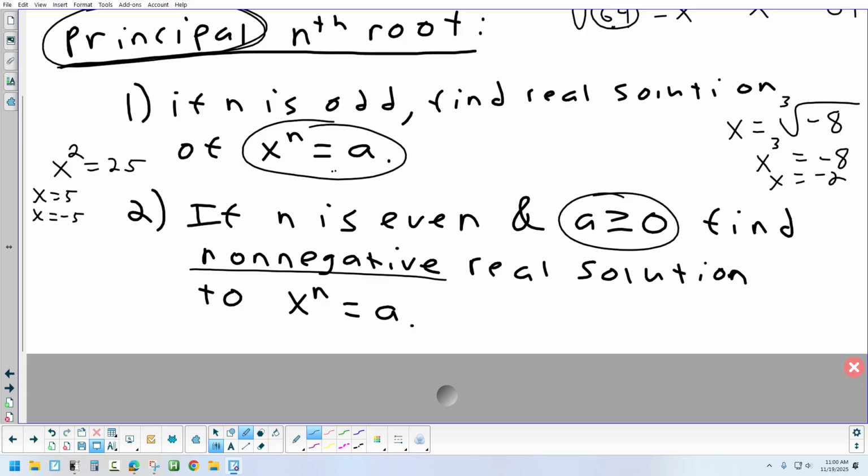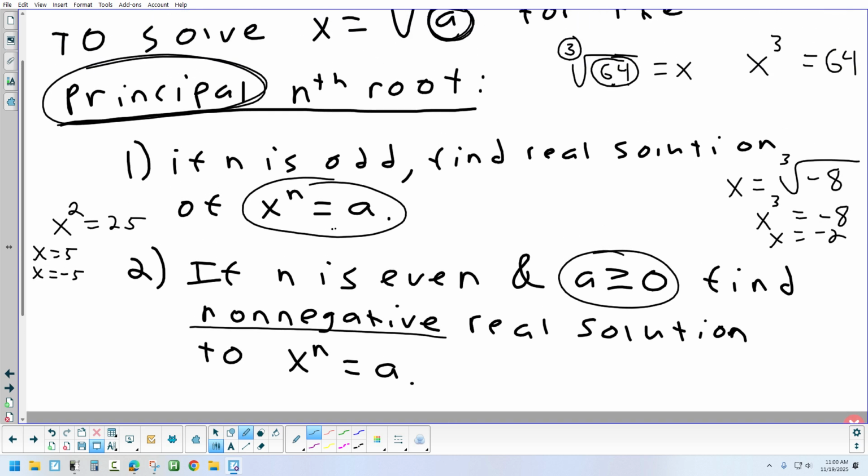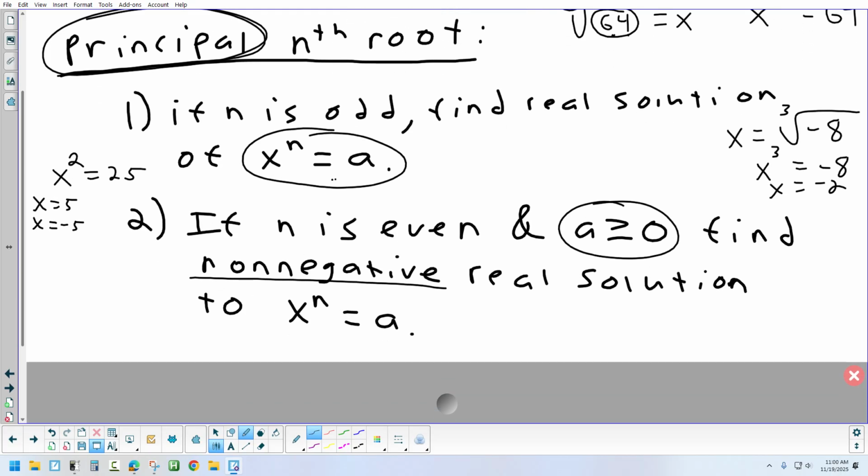All right, so any question on what that means? Principal root basically just means you're giving me one single answer. For odd roots, it's kind of automatic. You'll just get a single answer when you solve it. But with even roots, you could get multiple answers, and we don't want the negative one. It's not that the negative one's wrong, it's just that principal means not negative. Don't do the negative.